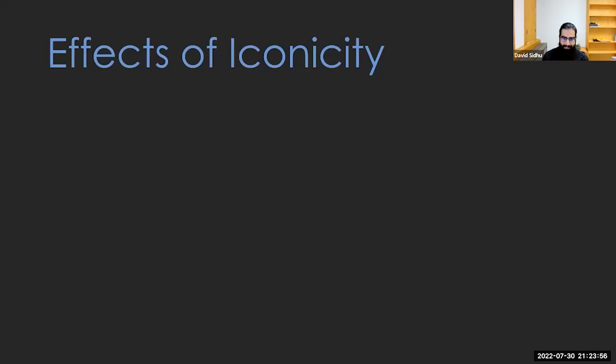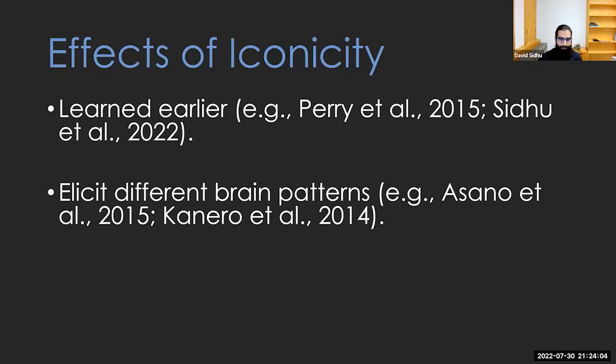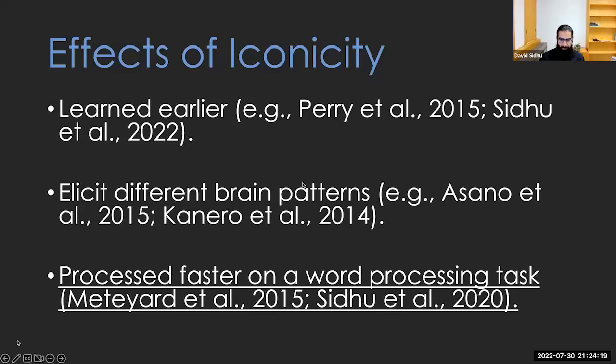Now, there's a lot of evidence that this concept of iconicity has psychological implications. For example, iconic words are learned earlier. They elicit different patterns in brain signatures, both in EEG and in terms of the areas that are activated when scanned with fMRI. And they're processed faster on word processing tasks like a lexical decision task. I'm just going to focus on this last effect for one minute, because it's still a bit of a mystery why it is that iconic words are processed faster.